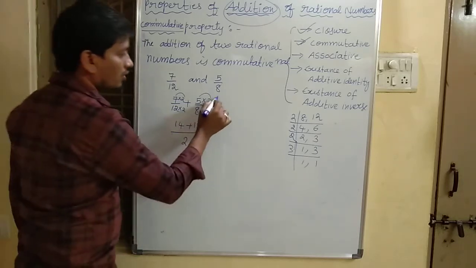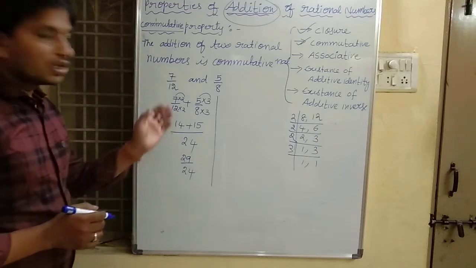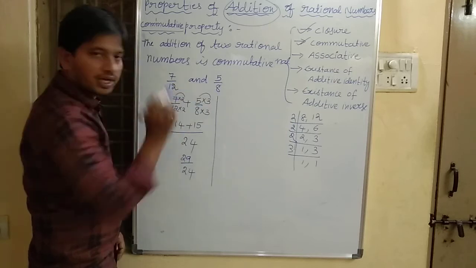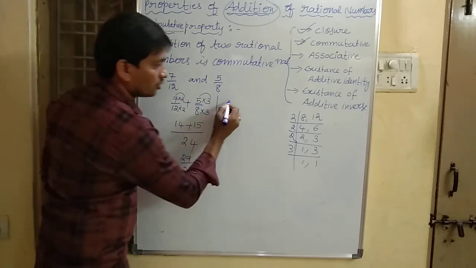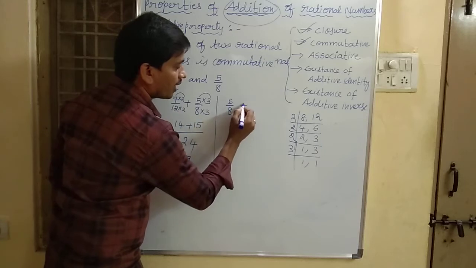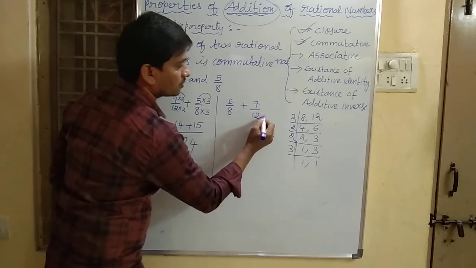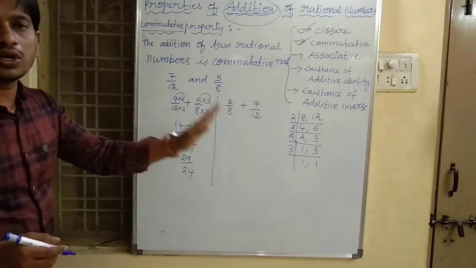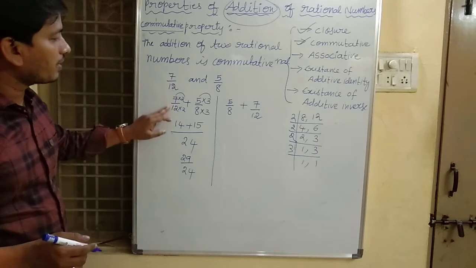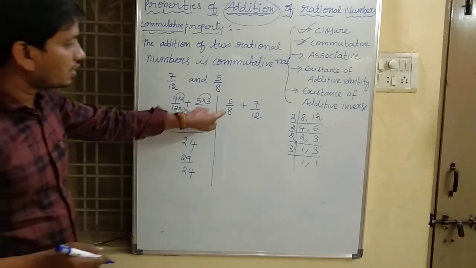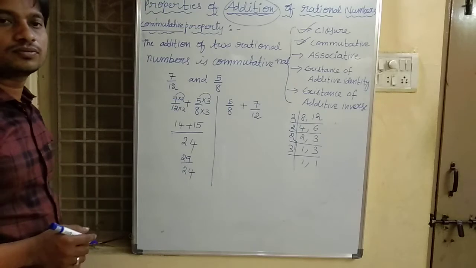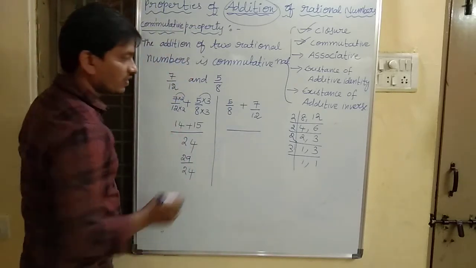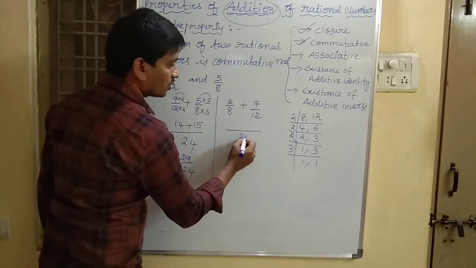Now listen. Now what we do? You change the order now. First we added 7 by 12 and 5 by 8. Now you add 5 by 8 and 7 by 12. We are just changing the order. Now you add these two rational numbers. As we got, the LCM of 8 and 12 is 24.